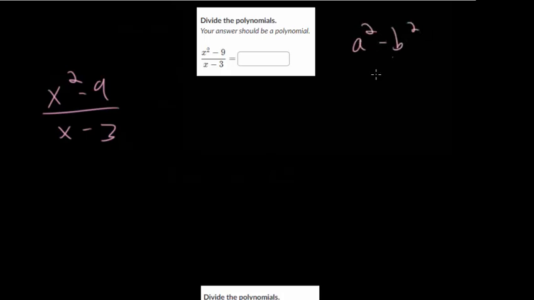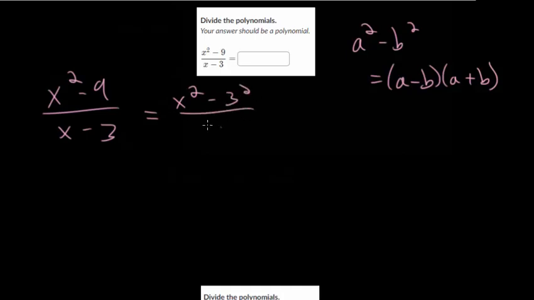So you can remember that formula: when you have two numbers squared and you're subtracting one from the other, this factors into a minus b times a plus b. So in our case, we just need to figure out what is squared in x squared and 9. And you can notice that 9 is really just 3 squared.